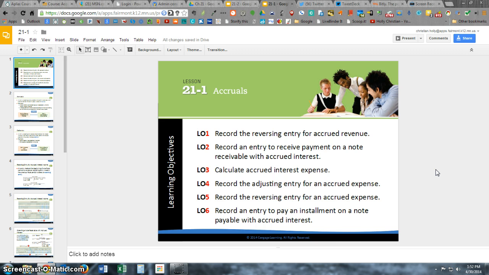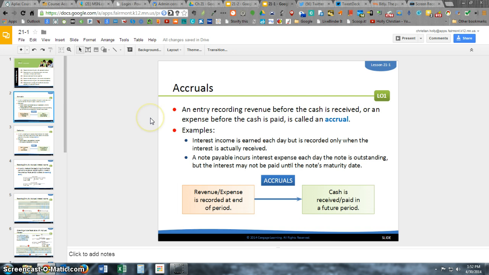We are incurring expenses every day, but we don't write a check for that until it comes time to take care of the notes payable. Those types of entries, any entry recording revenue before the cash is received or an expense before the cash is paid out, is called an accrual. And the examples on this slide, interest income, usually coming from a note receivable, or interest expense on a note payable, would be considered accruals.